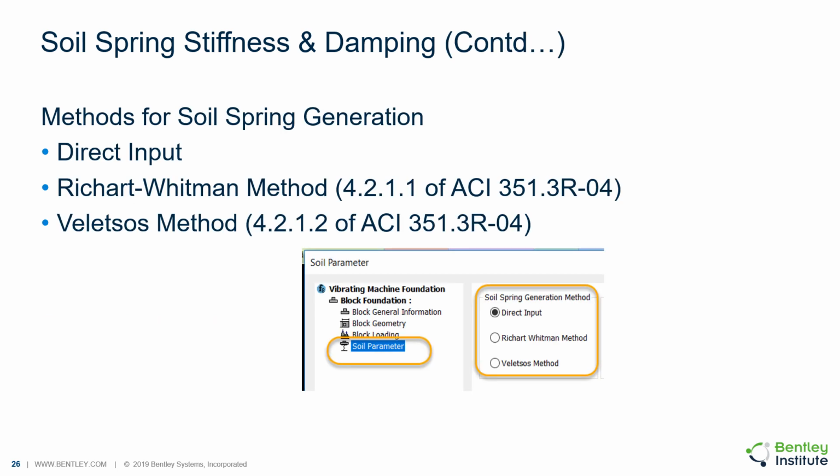Now coming to the actual calculation of the soil springs. In STAAD Foundation Advanced, you can input these using any of the three methods as mentioned in this slide. If the soil spring stiffness and damping values are provided by the geotechnical engineer, you can directly input those. Else, you can choose the Richard Whitman method or the Veletsos-Verbic method as outlined in the ACI 351 and let the software calculate these values for you. The relevant section numbers where these methods are discussed in the code has been provided here.